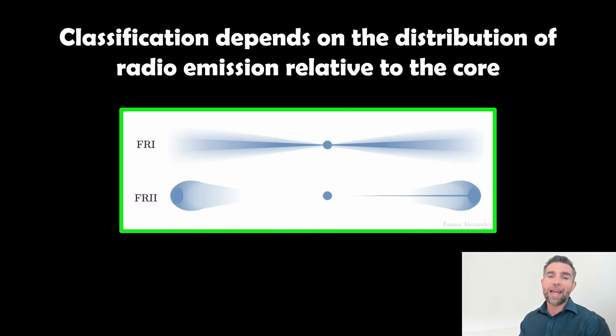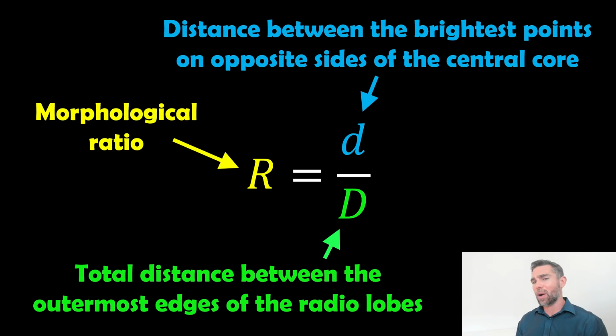So it just depends really on the distribution of your radio emission relative to the core. So the core will be the center part, the supermassive black hole in the center where all the activity is going off. You've then got the jets being emitted, and the classification depends on how that radio emission is distributed along those lobes, those jets, relative to the core. Some of it might make sense actually. It's not too difficult to kind of understand.